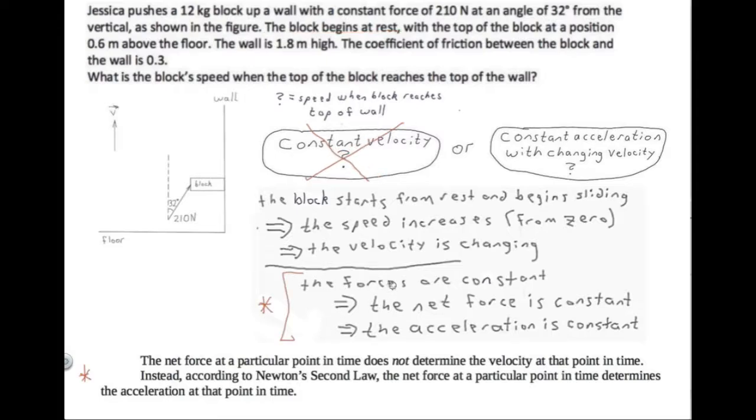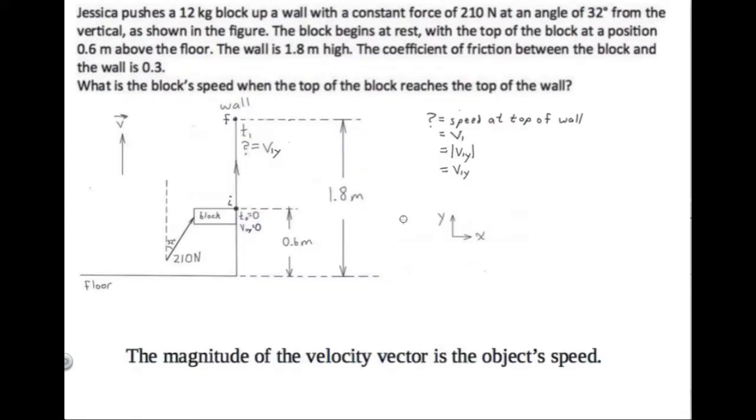The forces on the block are constant, so the net force is constant, so the block's acceleration is constant. Net force determines acceleration. For this problem, we will apply the kinematics of constant acceleration with changing velocity. The block is going to move from here up to here, and I'll draw this arrow on this line segment to indicate that this line segment represents the path of the block's motion.